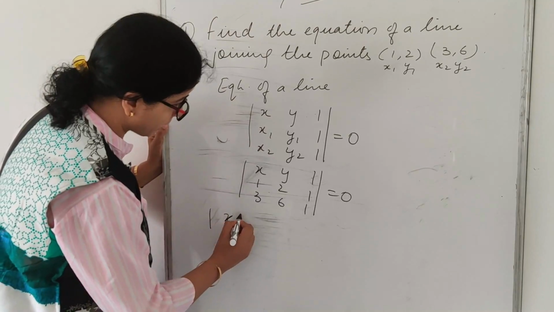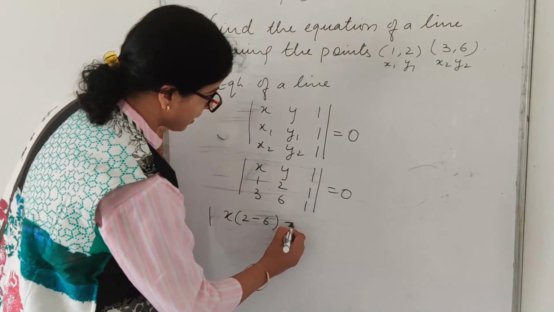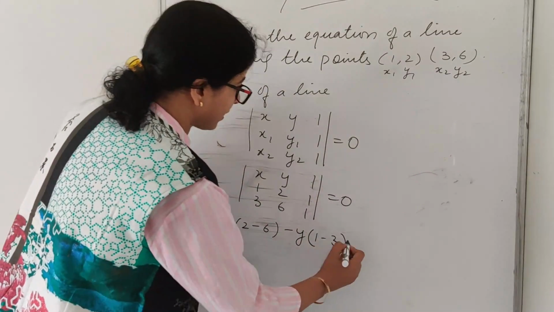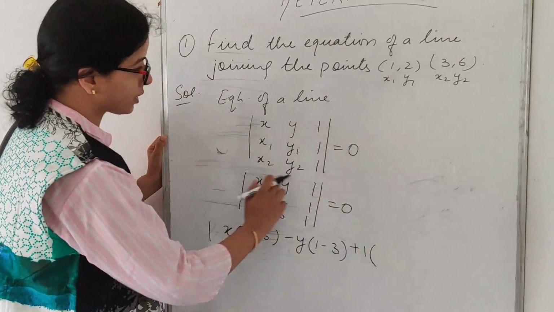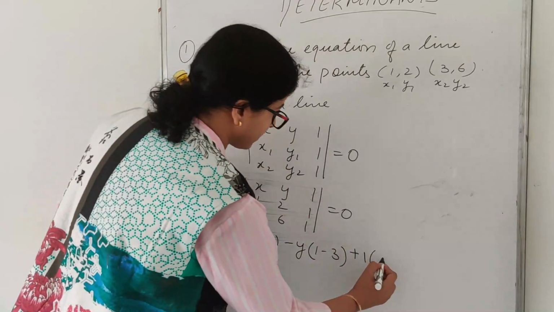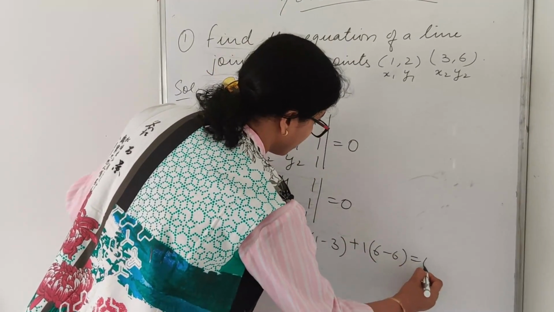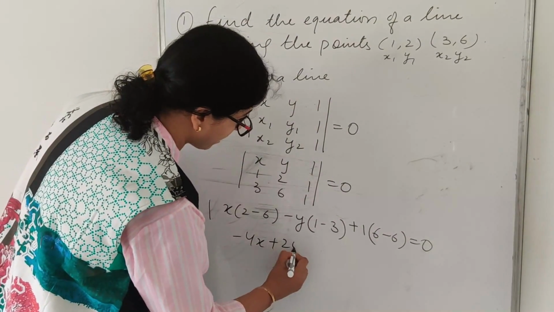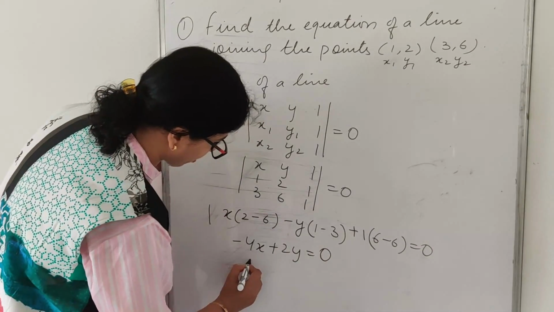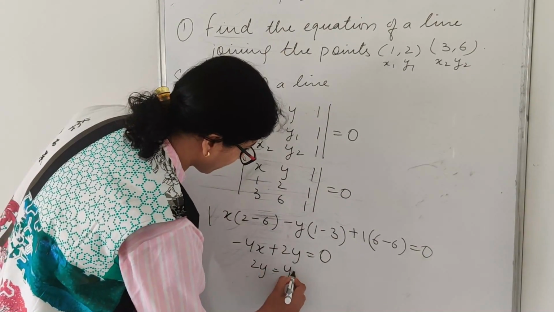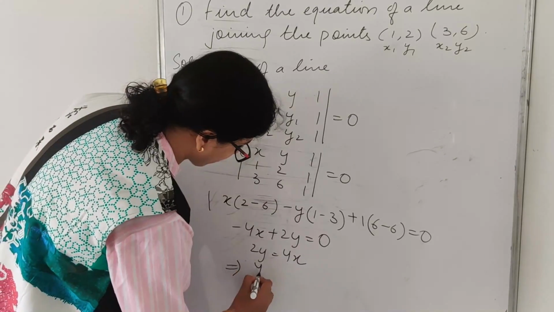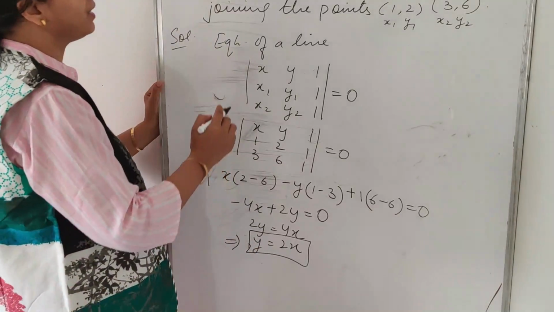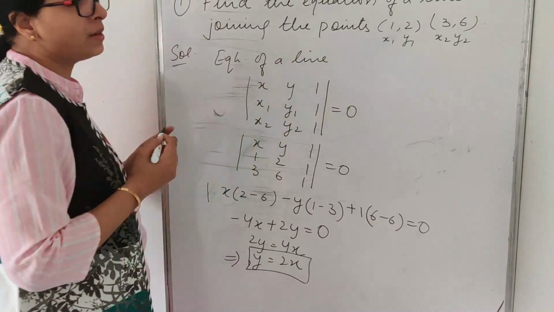So x times (2 minus 6), minus y times, leaving the corresponding row and column, (1 minus 3), then plus 1 times, leaving the corresponding row and column, (6 minus 6) which equals 0. So I am getting minus 4x plus 2y equals 0, or 2y is equal to 4x, which implies y is equal to 2x. This is my required equation of the line which passes through the points (1, 2) and (3, 6).